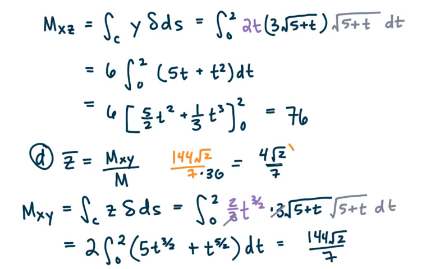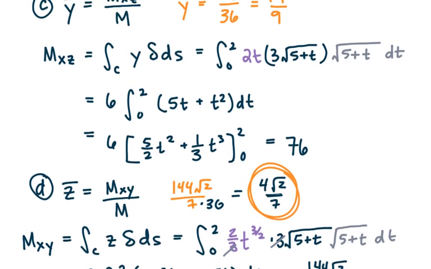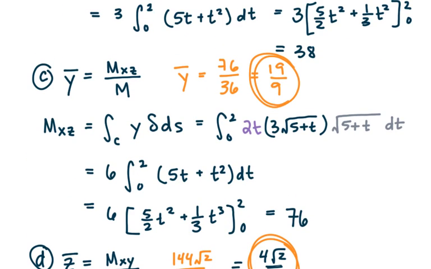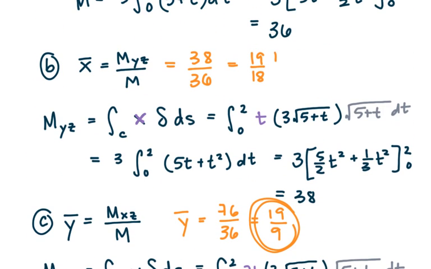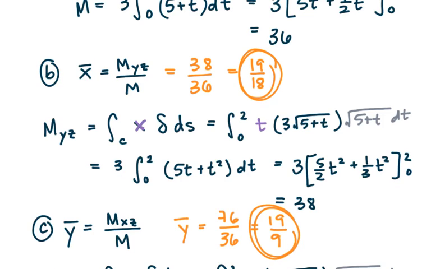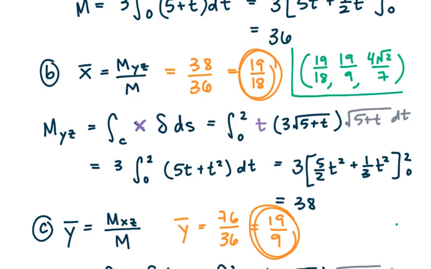So now I have my z bar, my y bar, and my x bar. So my ordered triple for the center of mass would be 19 over 18, 19 over 9, and 4 root 2 over 7. Ran out of space on the screen, so that's where we are.